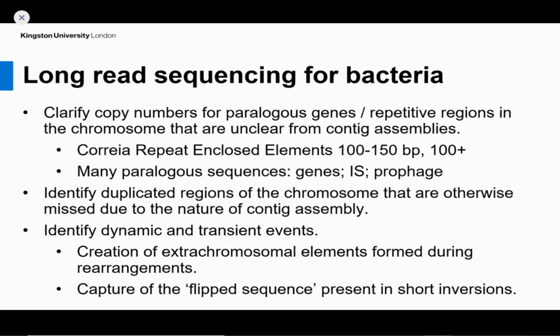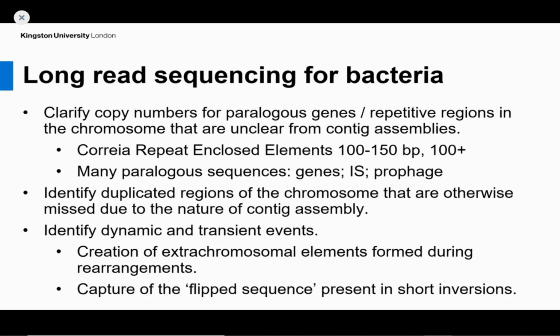And so from this, we can identify dynamic and transient events, these creations of little extrachromosomal elements formed during rearrangements. We might be able to pick those up by doing this sequencing, which otherwise would be lost in the mass of data from the draft genomes where they're just assembled into contigs, and capture things like these little flipped sequences that are present in short inversions. Some of these are present in the raw sequence data, but maybe even for the long technologies will be lost because they're not part of a larger consensus.